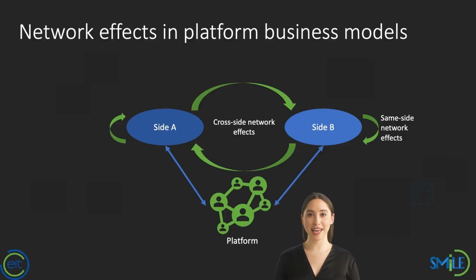Let's take Facebook as an example. Your own value of using Facebook increases when many of your friends also use Facebook. Your friends are on the same side as you. Therefore, same-side network effects, also known as direct network effects, tend to increase with the number of people you already know or might get to know.